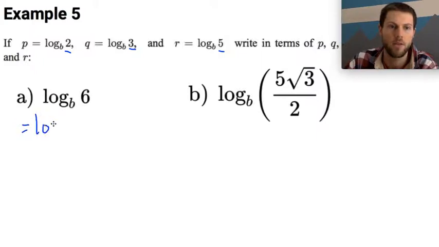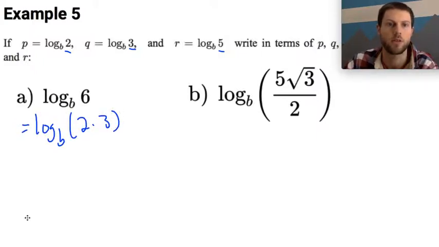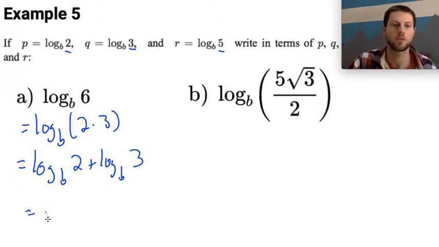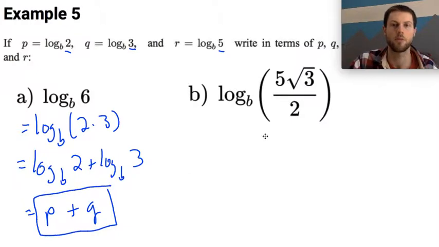I know I can write this 6 as 2 times 3, since 2 times 3 is 6. And now, since I have a log of a product, I can use that log identity or log property. This becomes log base b of 2 plus log base b of 3. And wait a second, now I know what log base b of 2 is. That's p. So this is going to equal p plus log base b of 3, which is q. So this is all equal to p plus q.